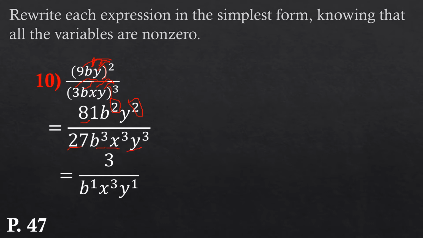So we have 2b up and 3b down. Okay, these b's cancel, leaving b power 1, and the y's cancel too, leaving y power 1. So this is the solution. By dividing 81 by 27 we get 3.